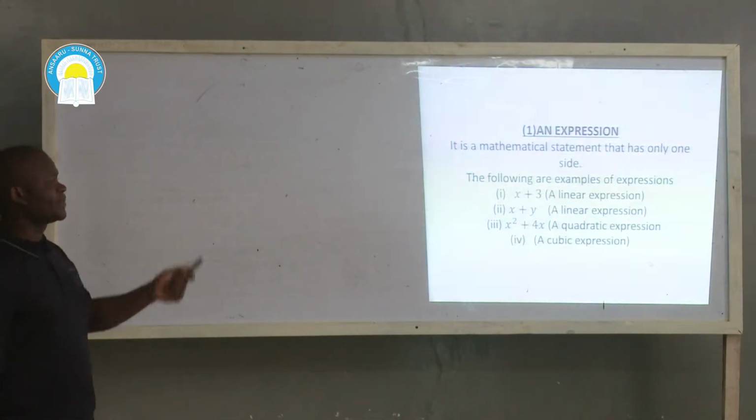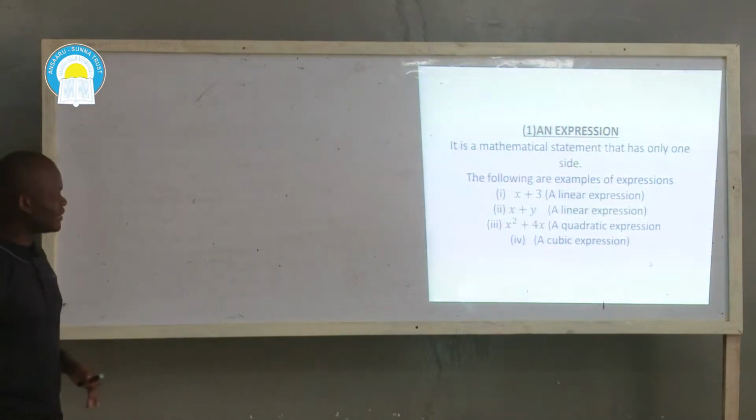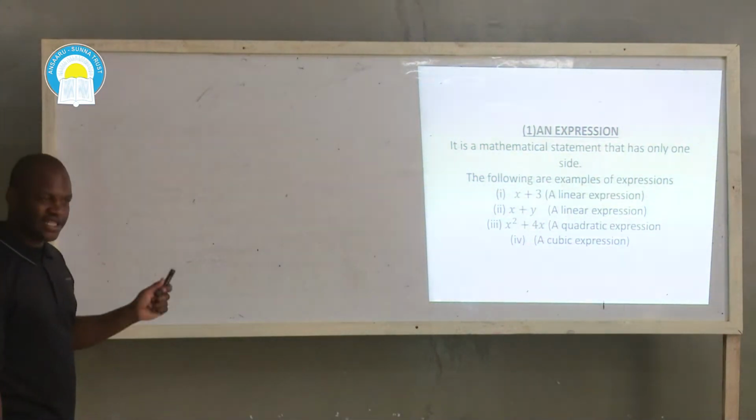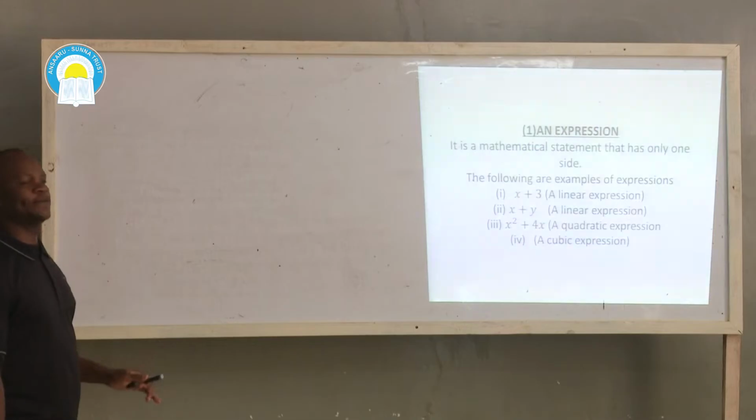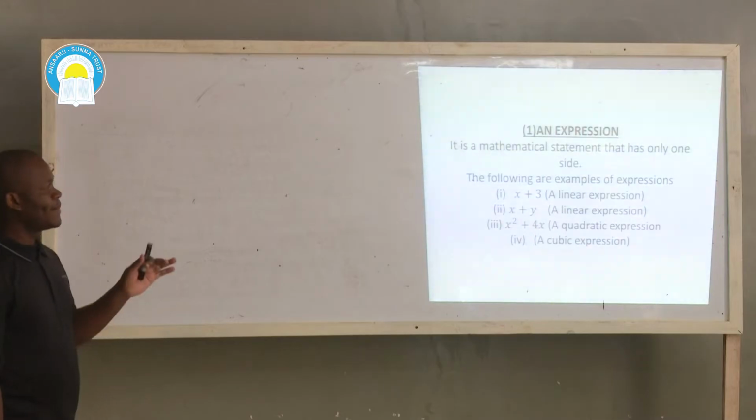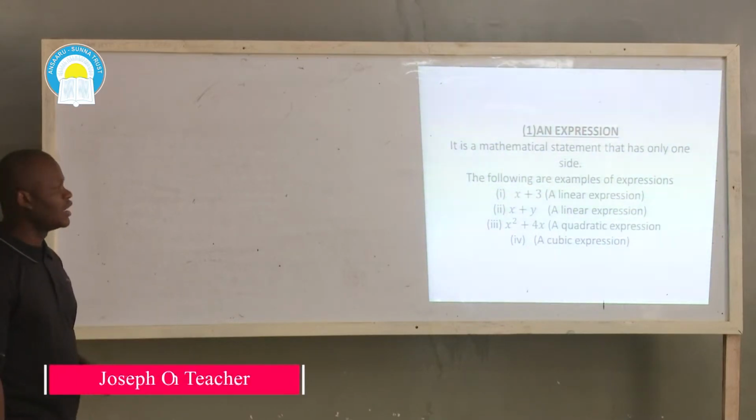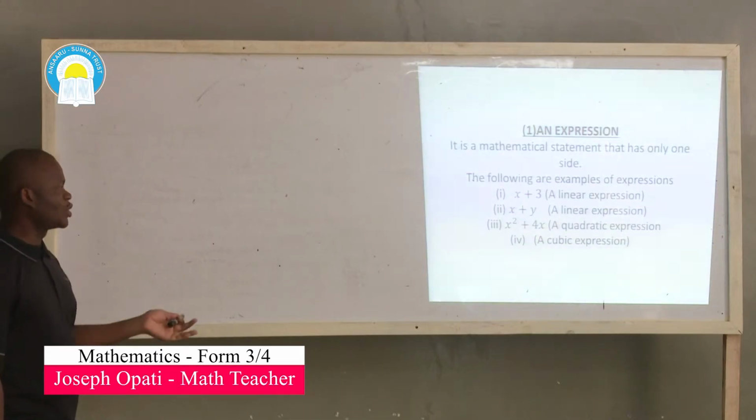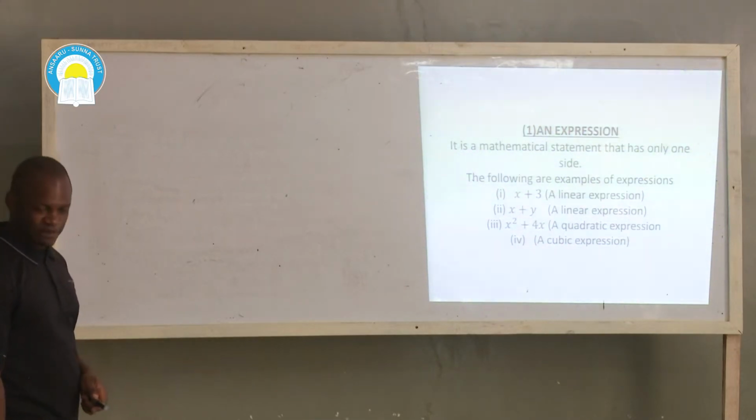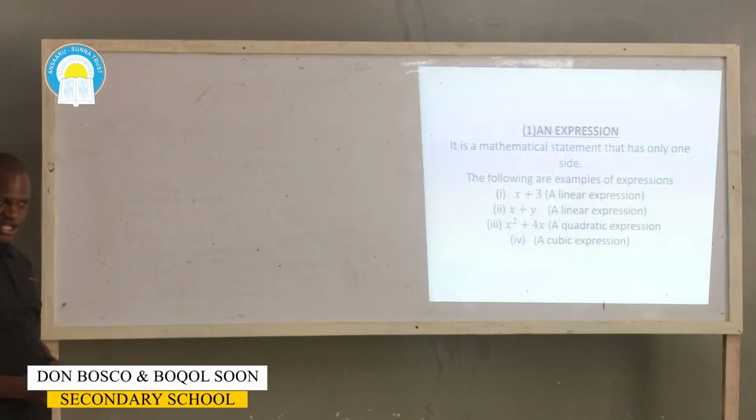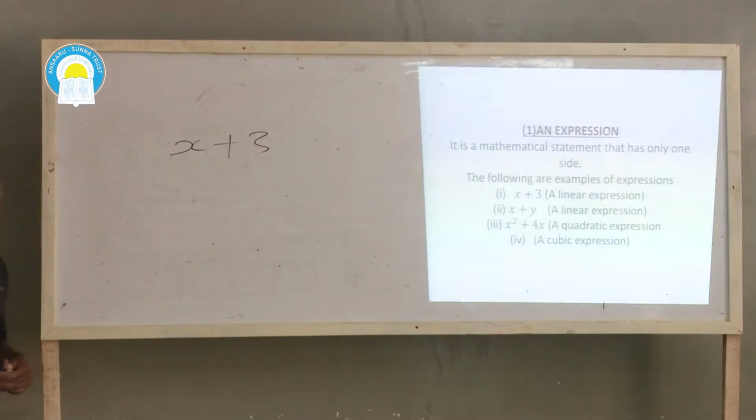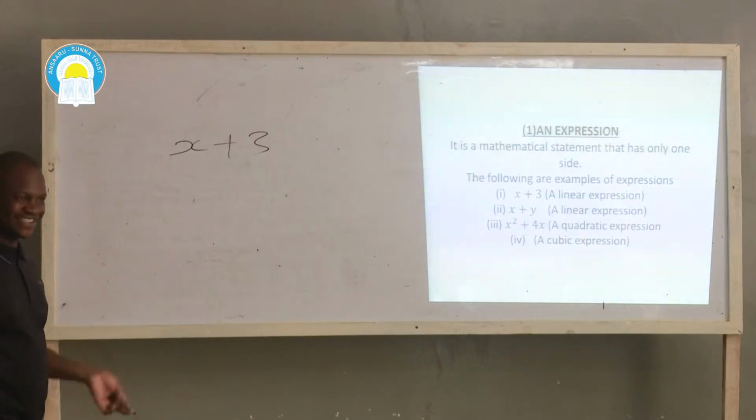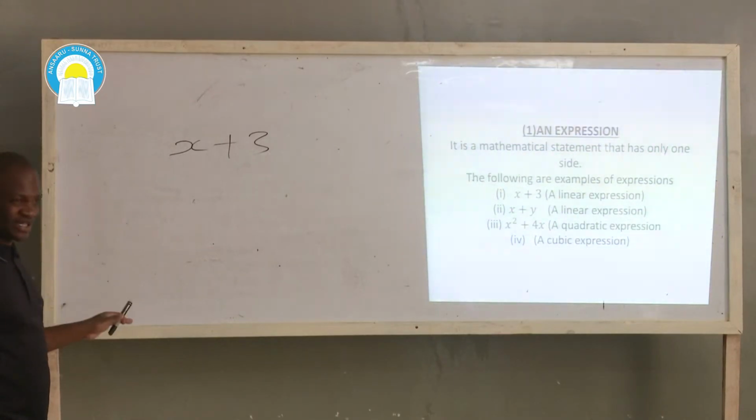So we begin with what? An expression. So put down the following in terms of this definition. An expression is a mathematical statement that has only one side. I will repeat. An expression is a mathematical statement that has only one side. And of course, I'm going to give examples. The first example is this, x plus 3. So x plus 3 is an example of what? An expression. If you're very keen, it has only one side.